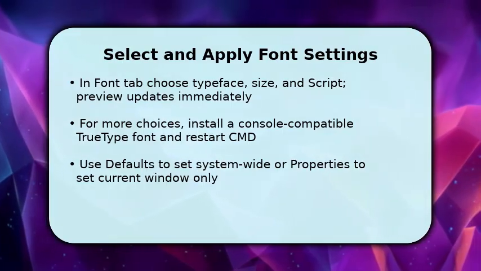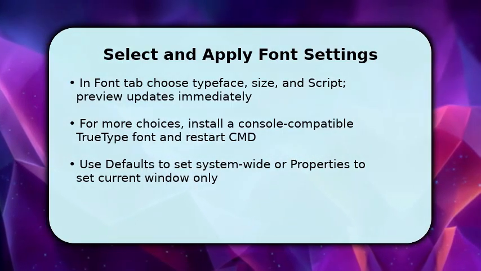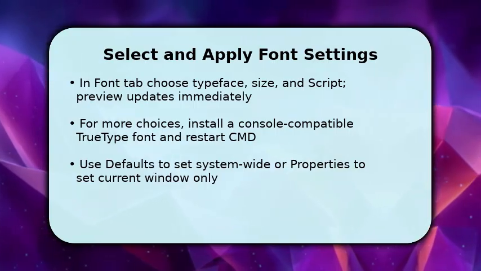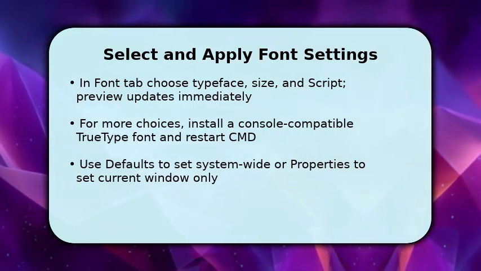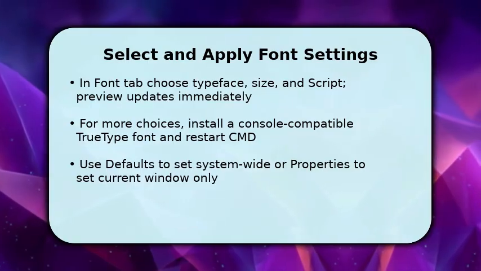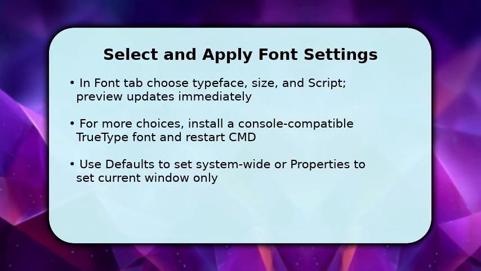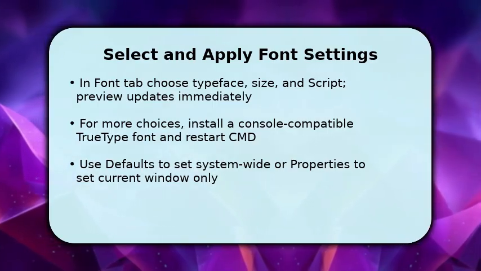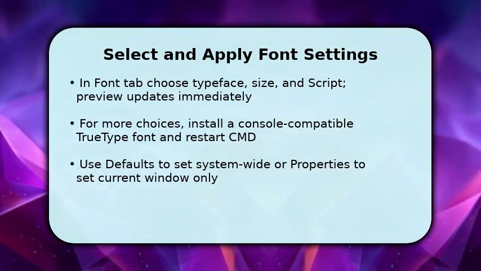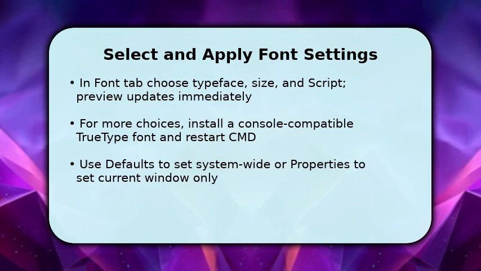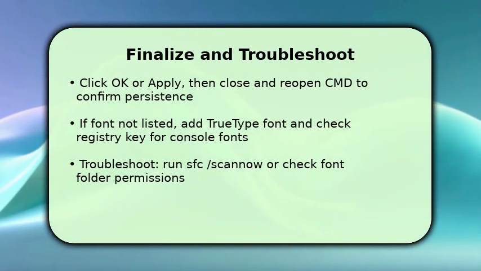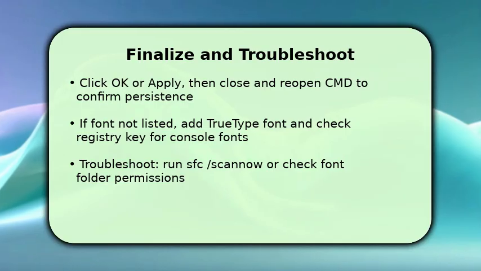If the font you want is missing, install it in Windows and restart Command Prompt so it registers. Once done, make sure to decide whether to click Defaults to apply system-wide changes or OK to change only the current shortcut or window. This controls scope and prevents unexpected system-wide tweaks. Finish by applying changes and restarting the command prompt to confirm the new font persists.